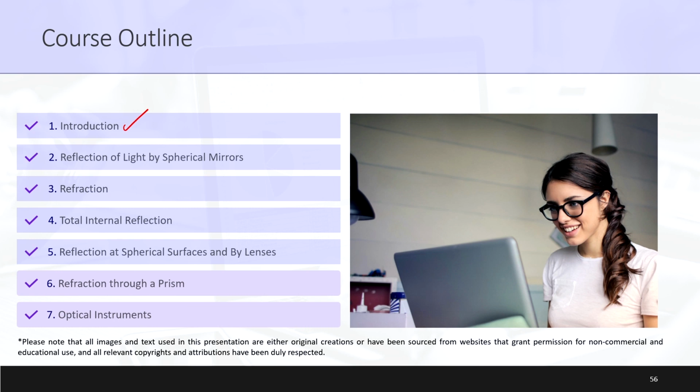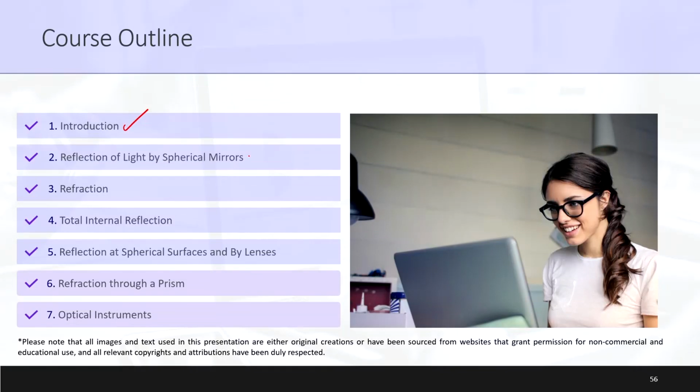So, the first point was that light travels with a speed of 3 into 10 to the power 8 meter per second, and the second point was that light always travels in a straight line. Okay. So, after this introduction part we went on to the reflection of light by spherical mirrors. In it we first understood the basic definitions such as principal axis, pole of the mirror, then focus, what is focus basically.